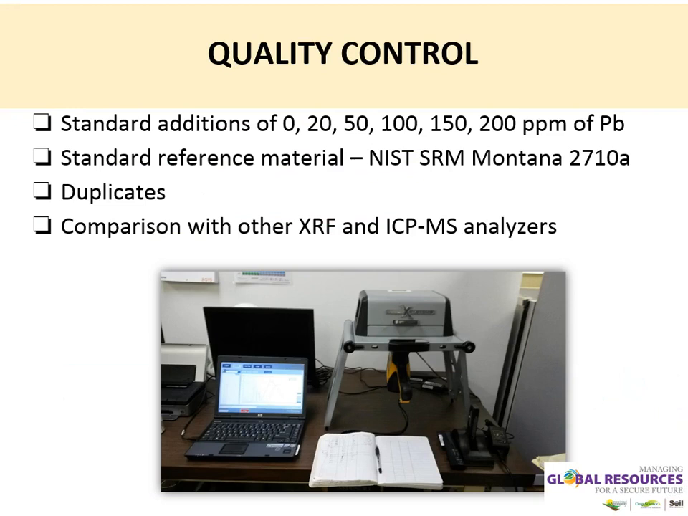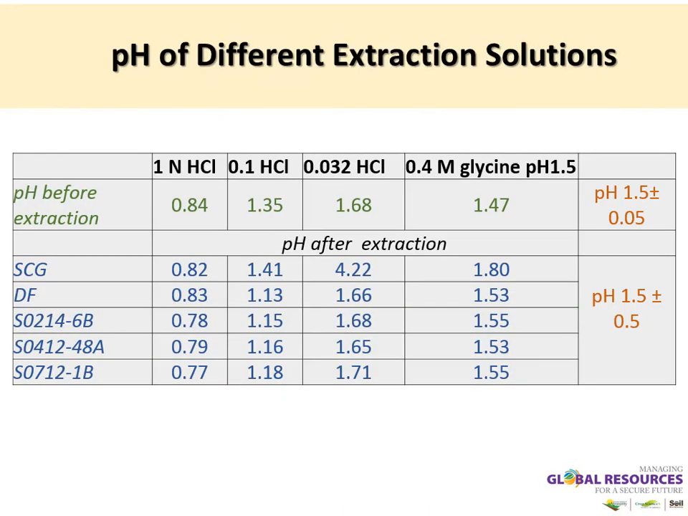We use some quality controls. We added spikes with different concentrations of lead as our standard additions. We use Montana 2710A as the standard reference material because it's also used by the EPA protocol. We use duplicates and replicates, and we compared XRF analysis with ICP-MS, which is more reliable, accurate, and precise.